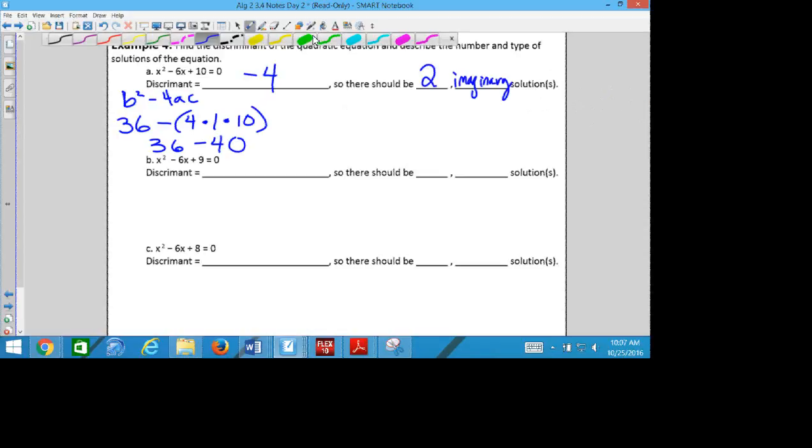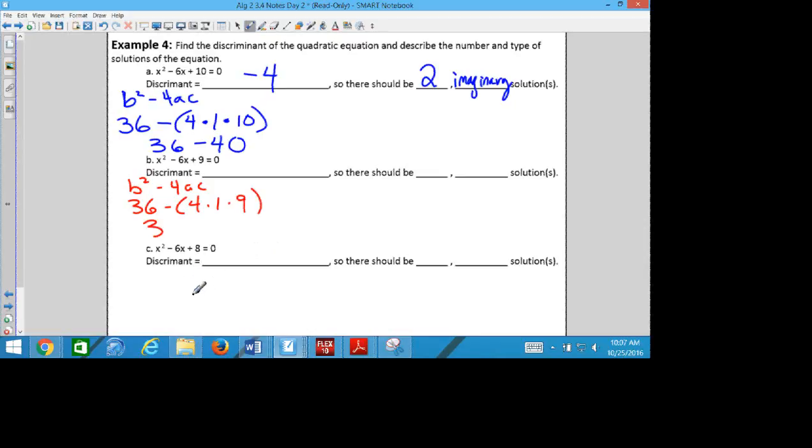Question B. x squared minus 6x plus 9. So we're going to do b squared minus 4ac. We're going to do 36 minus 4 times 1 times 9. 36 minus 36 is 0. The discriminant is 0, so one real solution. It means when you do your quadratic formula, you only get one answer.